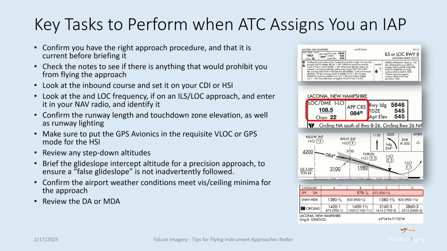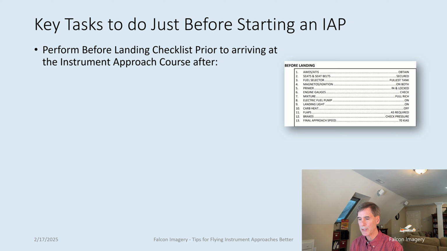Review the decision altitude or decision height and MDA, or minimum descent altitude, depending on what procedure you're flying. Review the final approach fix, the missed approach point, and the visual descent point if there is one. And then review the missed approach procedure, both the graphical version and the textual one, to make sure you know what you're going to do if you go missed. Okay, key tasks to do just before starting an instrument approach procedure.